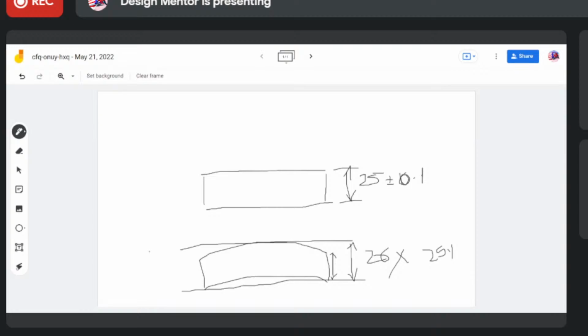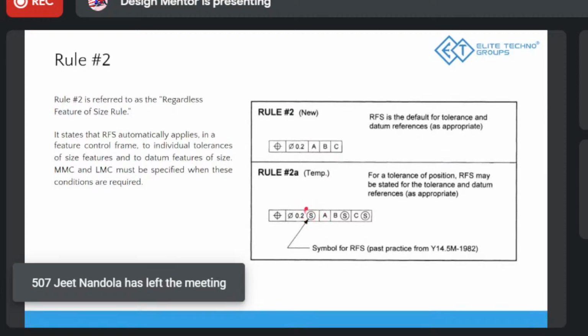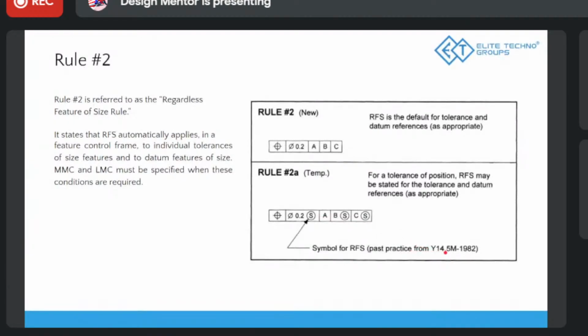Okay. Then we come to rule two. This is the rule of regardless of feature of size. First they used to give this symbol S for regardless of feature of size in the ASME Y14.5 in the 1982 edition. In 2009, the guideline got revised, and now we don't give this symbol. So if it's not there, it means we have to follow regardless of feature size. Okay, that is rule two. Only two rules. Okay, simple.